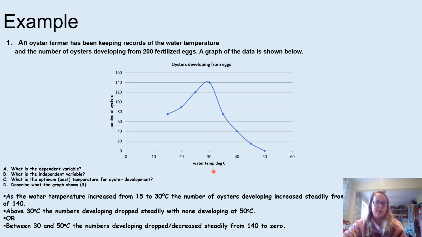So as the water temperature increased from 15 to 30 degrees Celsius, the number of oysters developing increased steadily from about 70 to a maximum of 140. So that is the sort of description that an examiner or I would look for in an answer to these questions. You've also got above 30 degrees Celsius, the numbers developing drop steadily, with none developing at 50, or between 30 and 50, the numbers developing decrease steadily from 140 to 0. So you can see that they're quoting the numbers from the graph and giving examples as well.